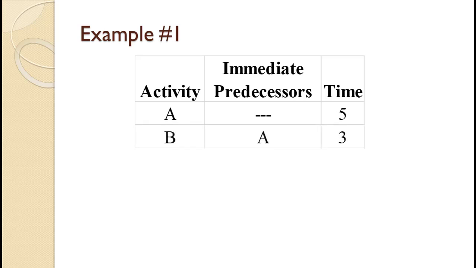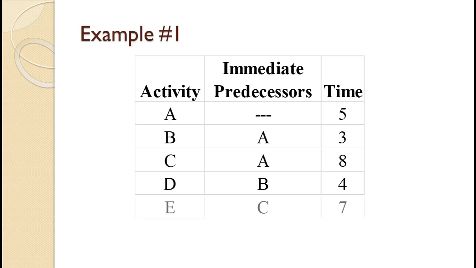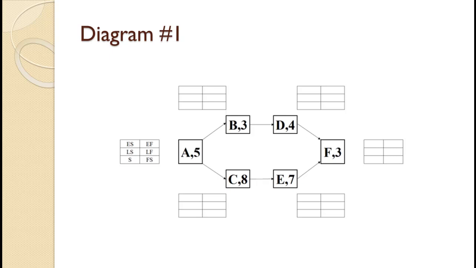Activity B takes 3 days and has A as an immediate predecessor. Activity C takes 8 days and also has A as an immediate predecessor. Activity D takes 4 days and has B as an immediate predecessor. Activity E takes 7 days and has C as an immediate predecessor. Activity F takes 3 days and has both D and E as immediate predecessors. The screen shows the network chart for this example.